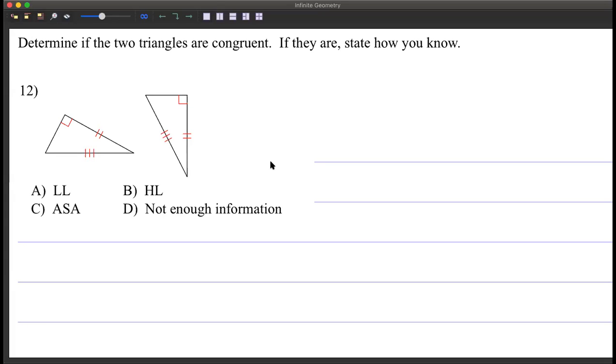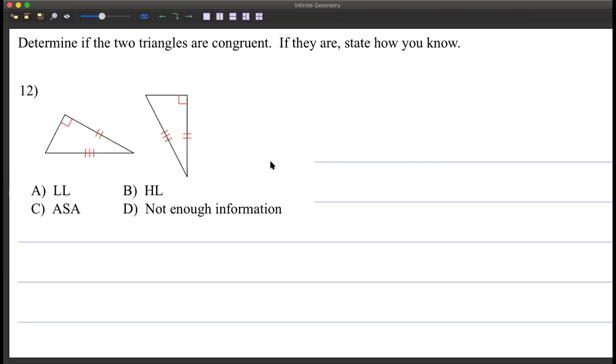Anybody want to take a shot at this one? It would be side angle. No. That's HL.